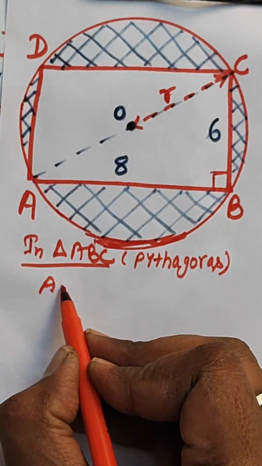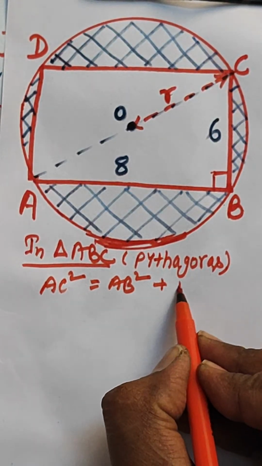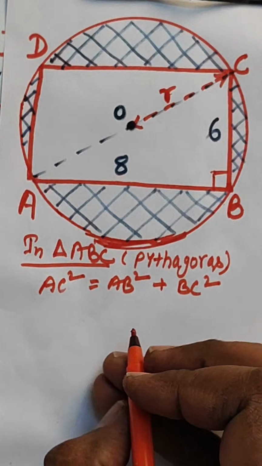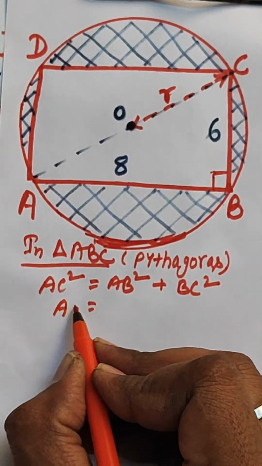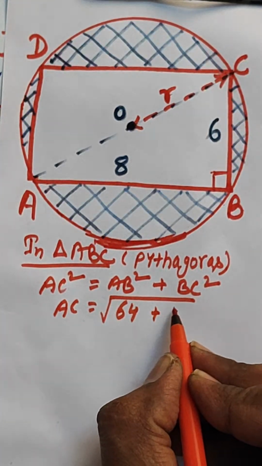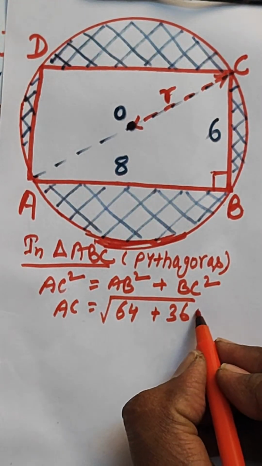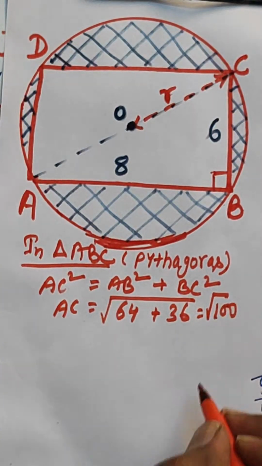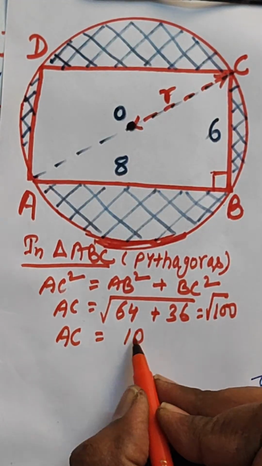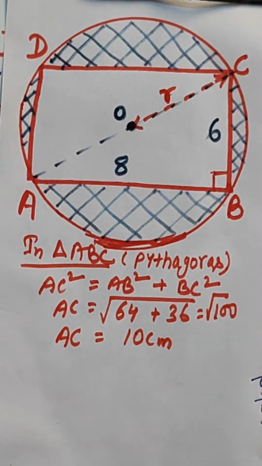How? Because AC square is nothing but AB square plus BC square, and the lengths of AB and BC are known to you. So just put it over here. To calculate AC, root over of AB square, that is 64, plus BC square, which is 36, because 8 square is 64 and 6 square is 36. This will give you root over of 100. This will give you the length of AC as equal to 10. Square root of 100 is 10. So 10 centimeter is calculated as the length of AC.